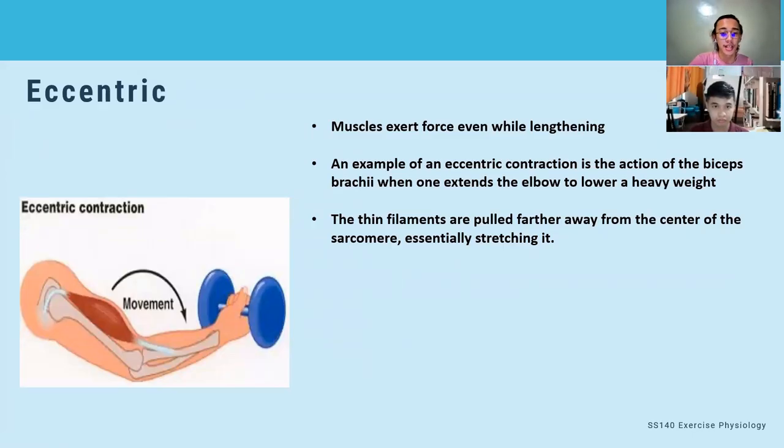An eccentric contraction results in the elongation of a muscle while the muscle is still generating force. In effect, resistance is greater than force generated. Eccentric contractions can be both voluntary and involuntary.